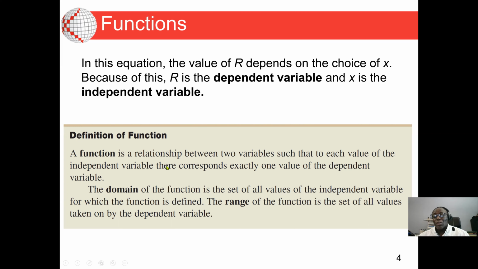So now if we have one independent value and we generate two dependent values, it's not a function. But if we have two independent values and we still generate one dependent value, it's still a function. So the domain of the function is normally the set of all the values of the independent variable. In this case, we say the X values. Then the range will be the R values. So the range of a function is the set of all values taken on by the dependent variable.